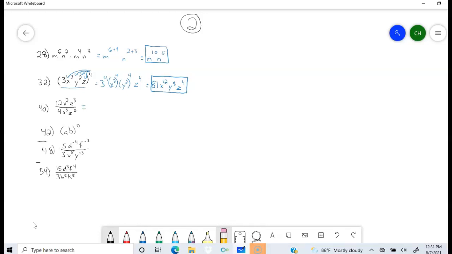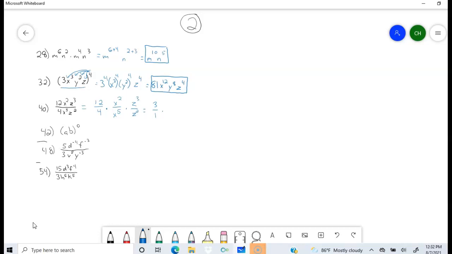We'll add some extra steps just so that we're explaining it really well here. So that is equal to 12 over 4 times x squared over x to the 5th times z cubed over z squared. 12 divided by 4 is equal to 3 over 1. Then x squared over x to the 5th. Whichever exponent is smaller is going to cross the bracket and be subtracted from the other.